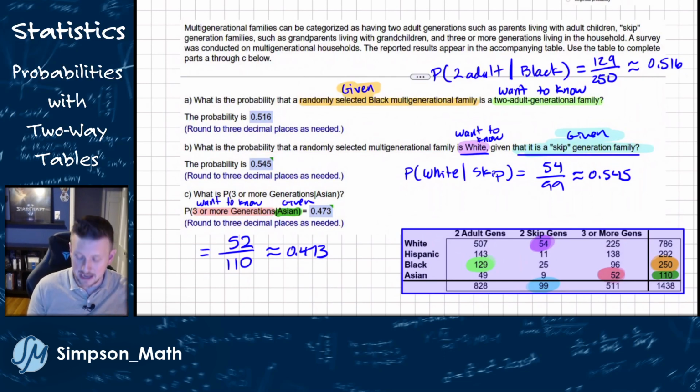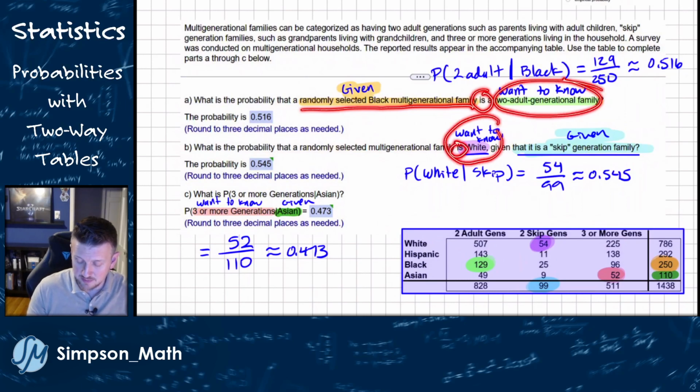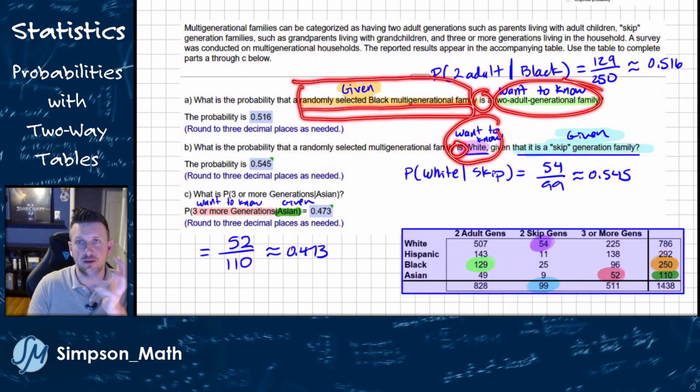So I'm selecting a multi-generational family. There's kind of the end of that statement. So what's the probability that we get a white family given here? Notice here, this is a randomly selected black multi-generational family. Okay, that is what we want to know. Here, this randomly selected multi-generational black family, that was attached to the given information here.